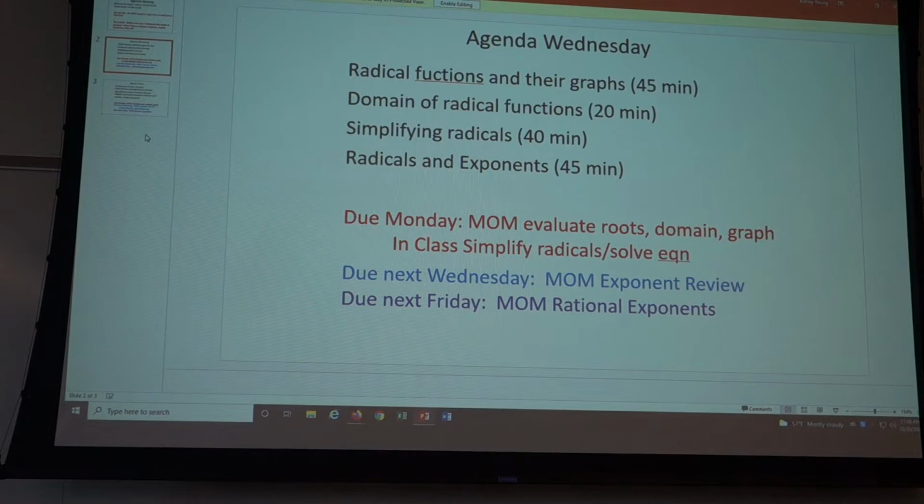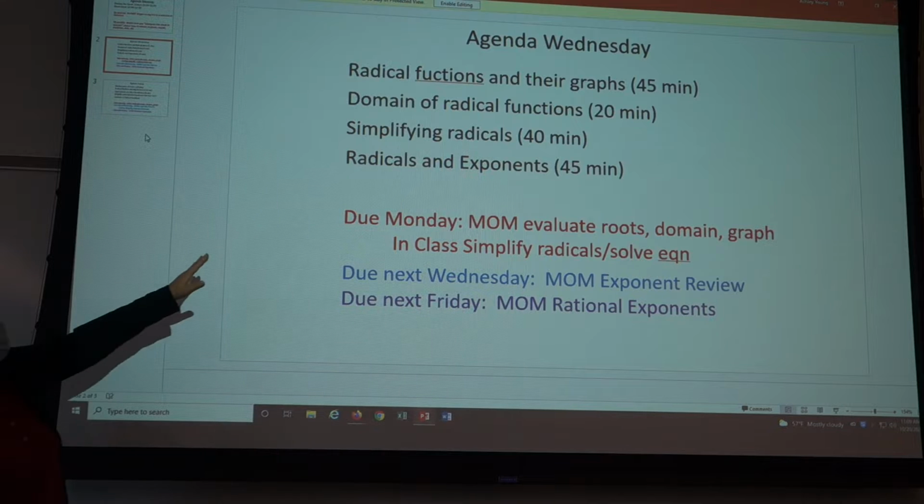Each section. Yeah, I mean, that's the idea. I'm not sure how accurate that's going to be, but it's my goal. Radical functions and their graphs. Domain of radical function, we'll kind of look at that quickly. Simplifying radicals, and then radical functions and radicals and exponents.